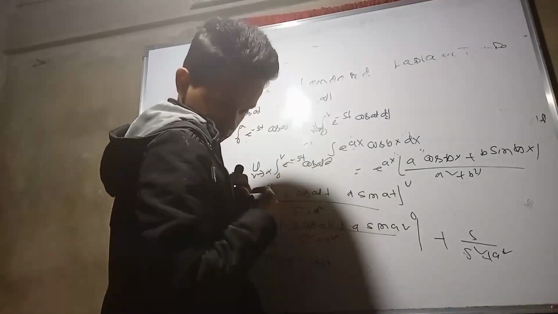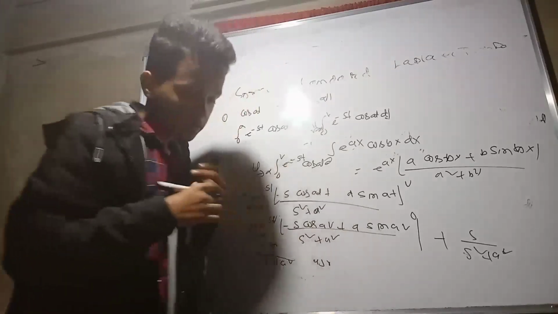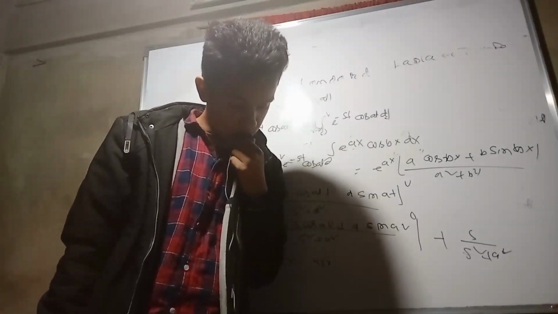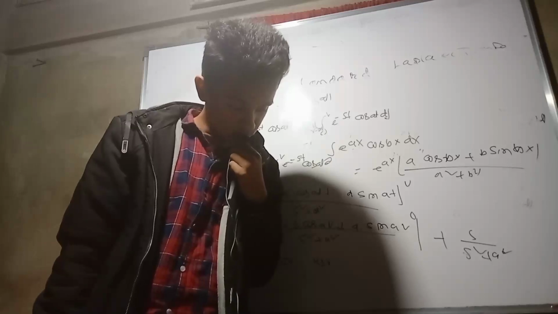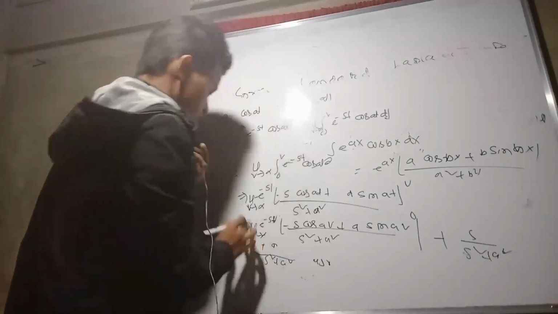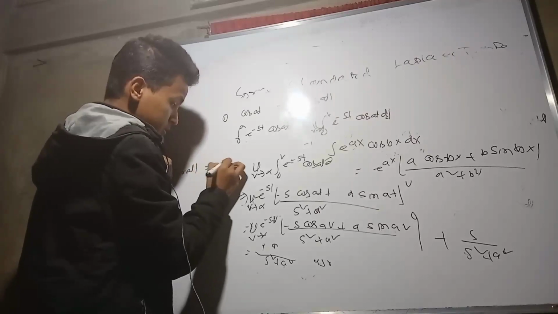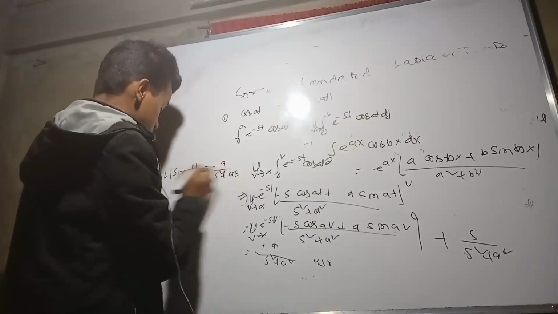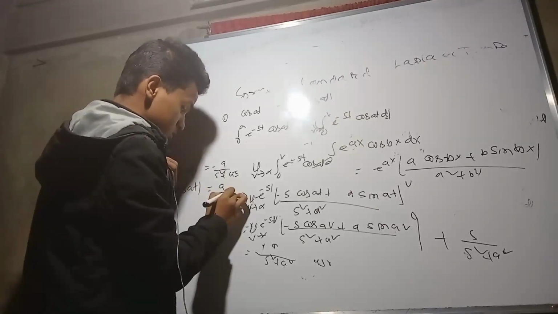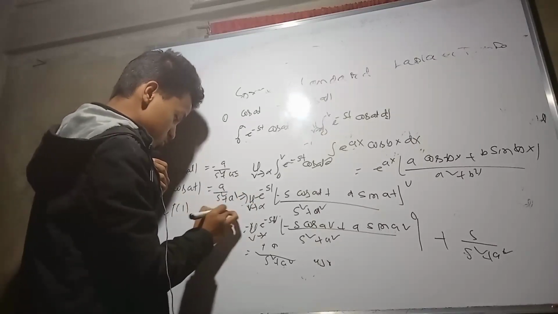So that is the result. We have done it for cos at. Similarly, the Laplace transform of sin at is nothing but a upon s squared plus a squared. The Laplace transform of cos at is s by s squared plus a squared. The Laplace transform of f of t equal to 1 is 1 by s.